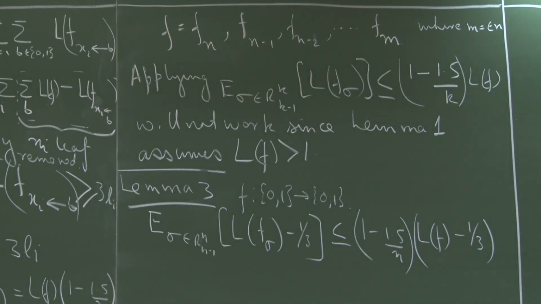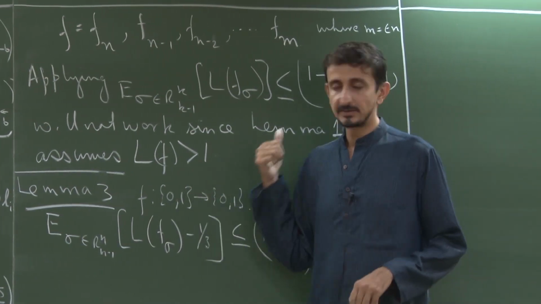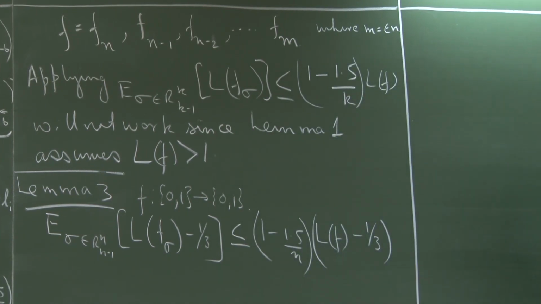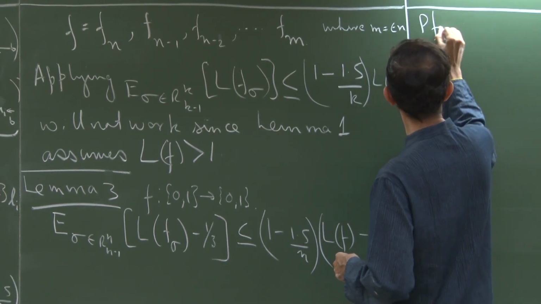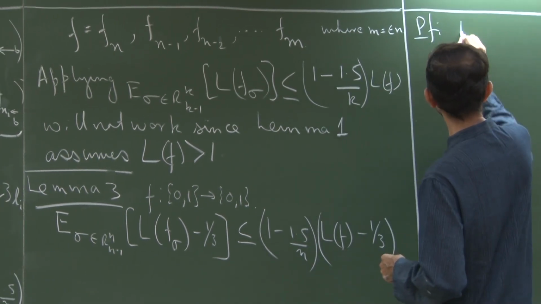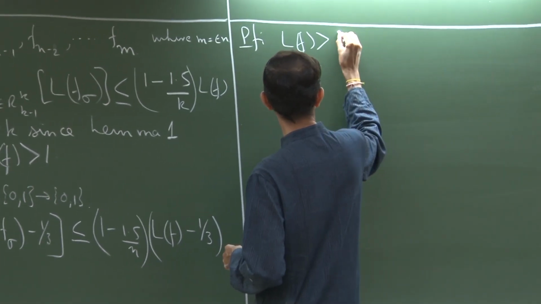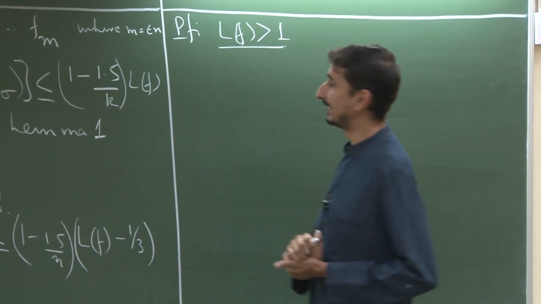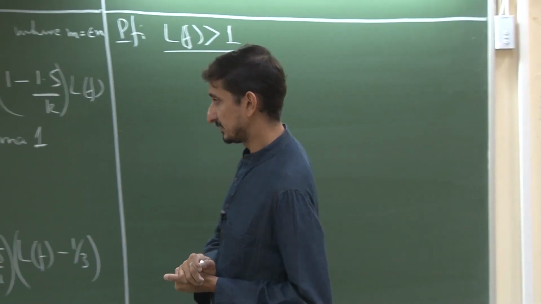So, how do we observe this? We will just show it in 3 cases. Case 1 is when L of f is greater than 1, case 2 is when L of f is equal to 1, and case 3 is when L of f is equal to 0. Okay, so let us look at the 3 cases. Proof. So, if L of f is greater than 1, let us try to see what happens over here.